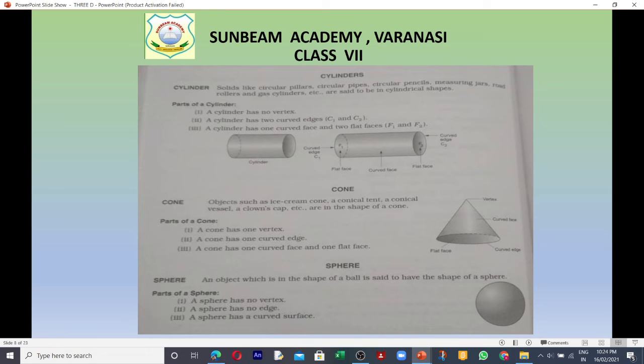Then cone has 1 vertex, 1 curved edge, 1 curved face and 1 flat face. जो base है, that one is flat face. Then sphere, children. Sphere has no vertex, no edge and sphere has a curved surface.